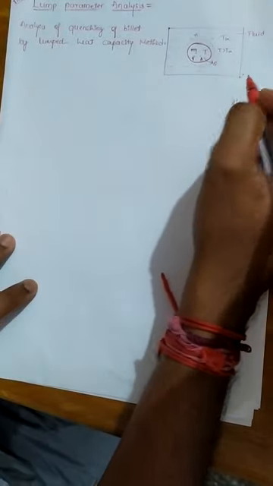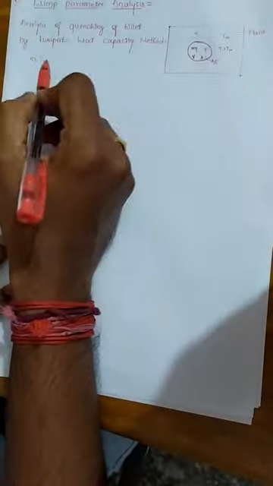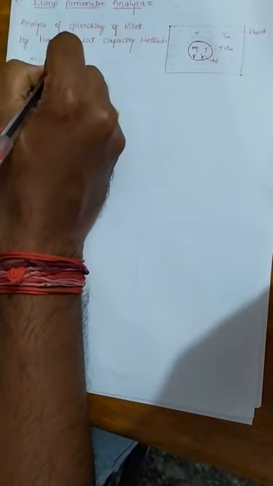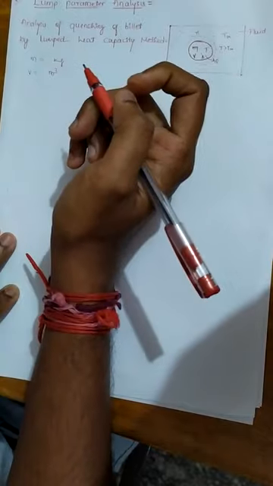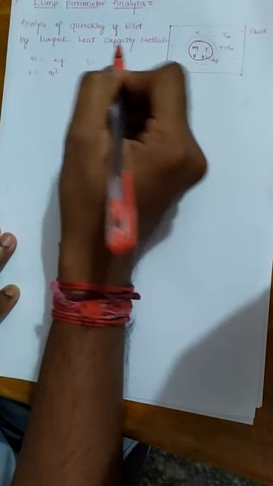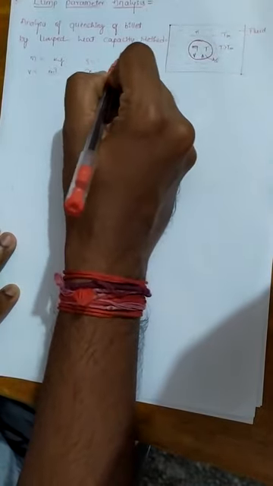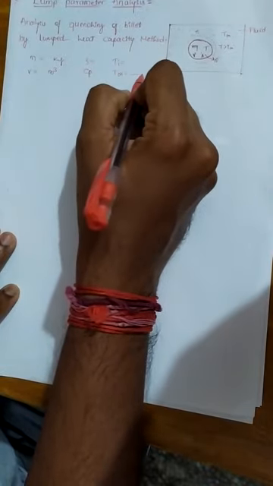The billet has a mass m in kg, and V is the volume in meter cube, and rho is the density of the billet, and Cp is the specific heat, and Ti is the initial temperature, and T infinity is the surrounding temperature.